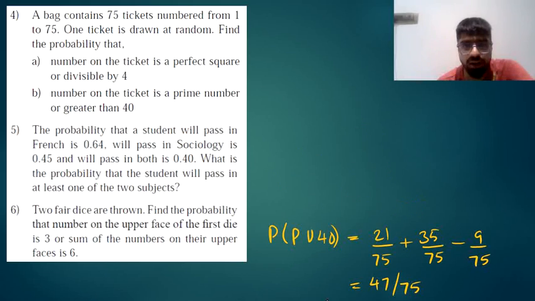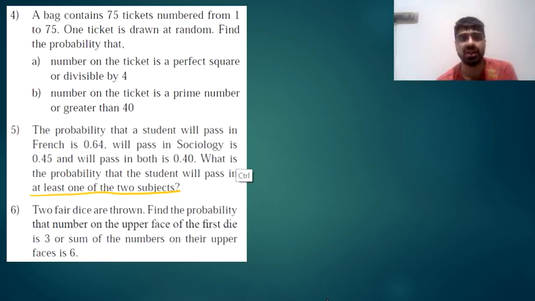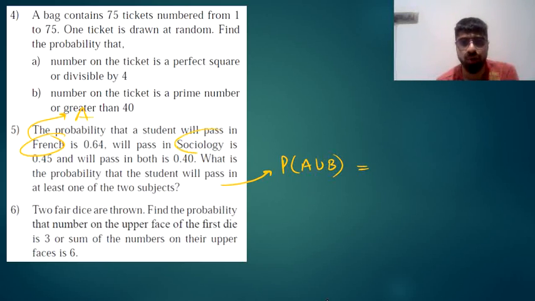It says the probability that a student will pass in French is 0.64 and he will pass in sociology, the probability for that is 0.45, and he will pass in both, the probability is 0.40. What is the probability that the student will pass in at least one of the two subjects? At least means either one or two or both of them. That means they are asking you P of A union B. The terminology you can give it by yourself. For now I am just using A union B, A for French and B for sociology. So if you want you can use F and S also, but I'll go ahead with P of A union B for now.